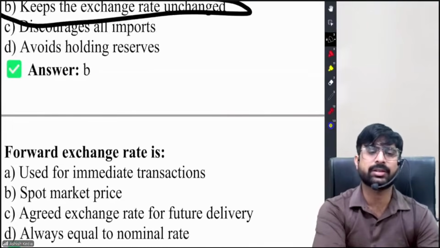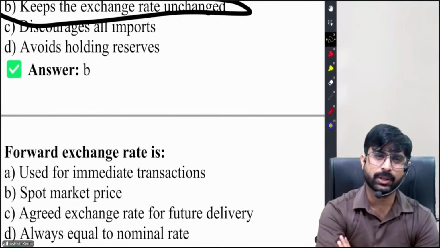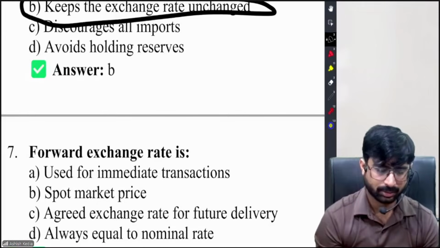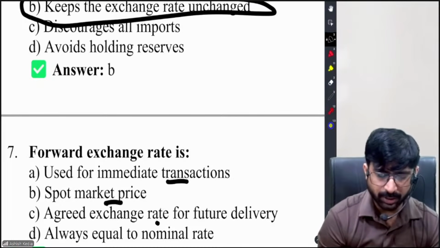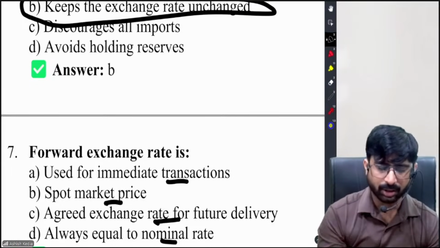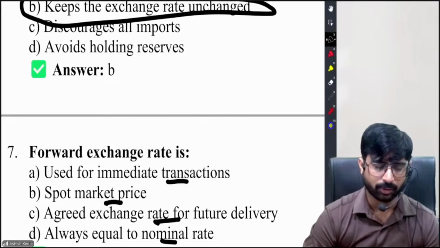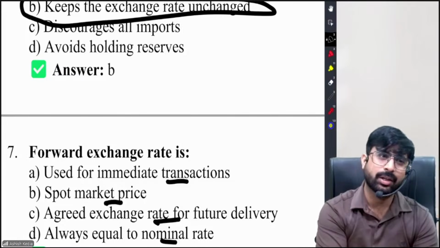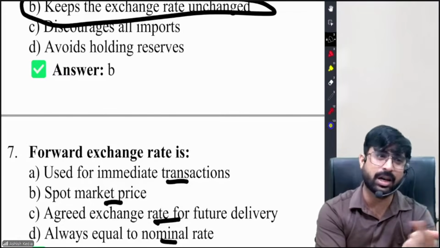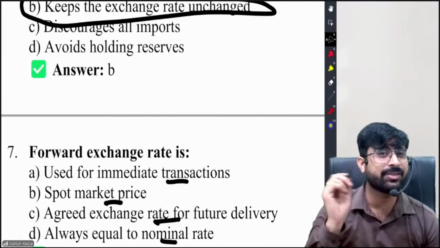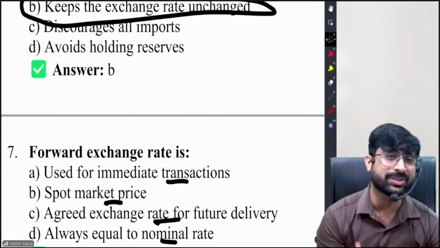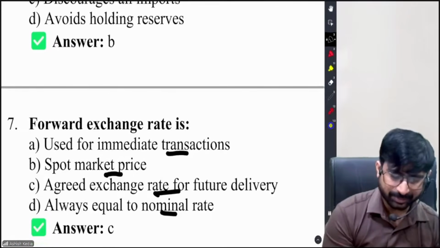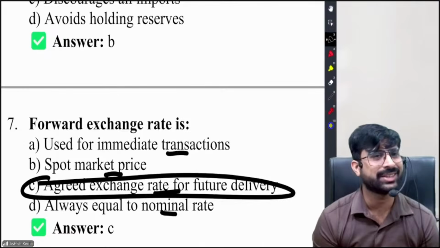What is forward exchange rate? Spot market price is used for immediate transactions. Forward exchange rate is the agreed exchange rate for future delivery. I gave this example: we agreed today, but when is the transaction taking place? In the future. I gave that importer's example. You remember? An Indian importer wants to buy from the US in the last class.